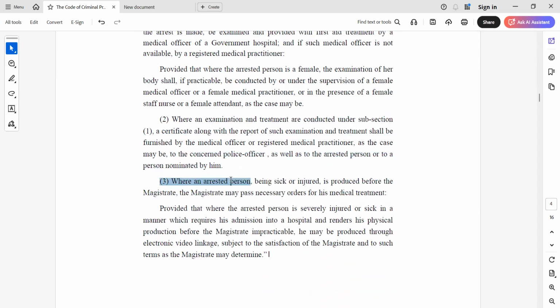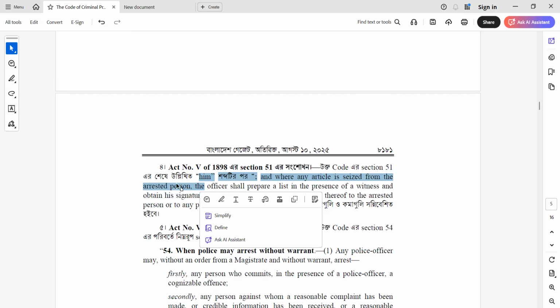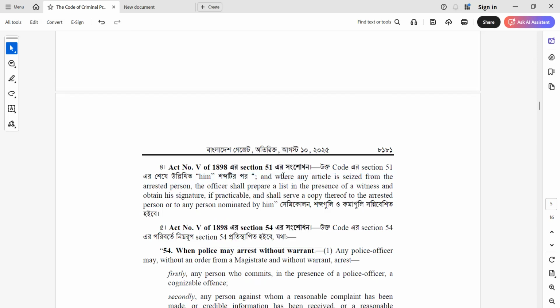Subsection 3, where an arrested person being sick or injured is produced before the magistrate, the magistrate may pass necessary orders for such medical treatment, provided that where the arrested person is severely injured or sick in a manner which requires his admission into a hospital and renders his physical production before the magistrate impracticable, he may be produced through electronic video linkage, subject to satisfaction of the magistrate and to such terms as the magistrate may determine.